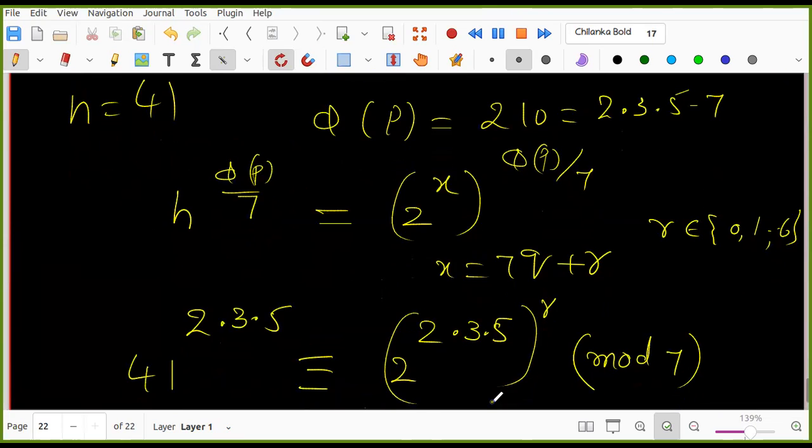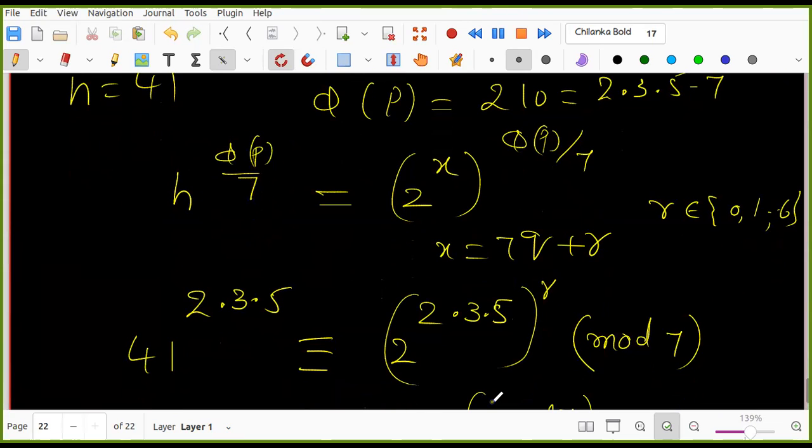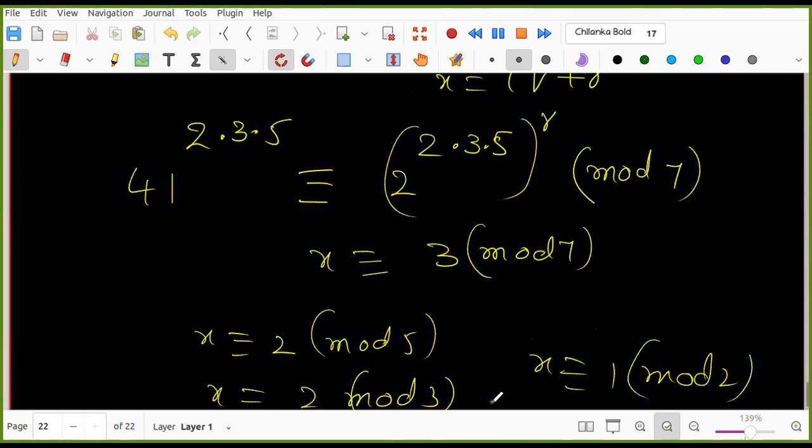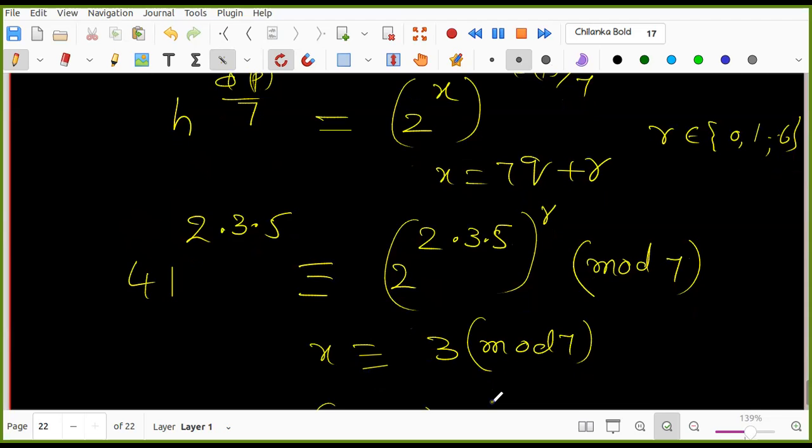Yes, but I'm taking modulo 7. What is x modulo 7? X equal to 7q plus r, so r mod 7. So the r value I'm finding. I'm substituting r equal to 0, 1, 2, 3 and so on. R is congruent to 3 modulo 7, that is satisfying it. So I hope it is clear. That is r, not x. I'm taking x equal to 7q plus r. Got it.